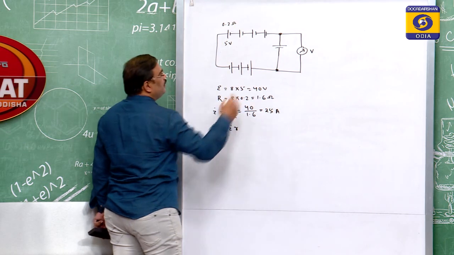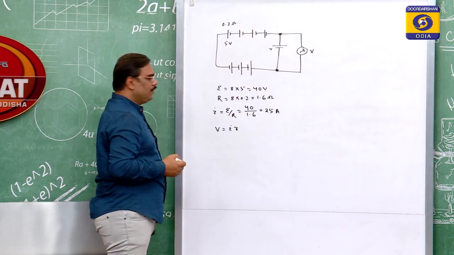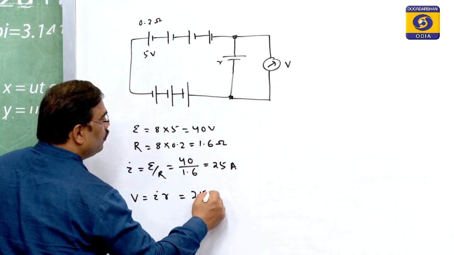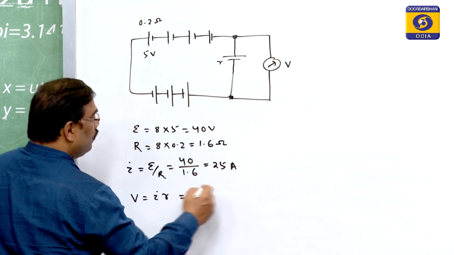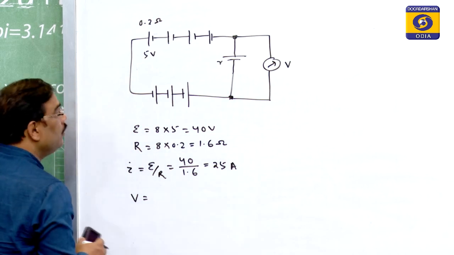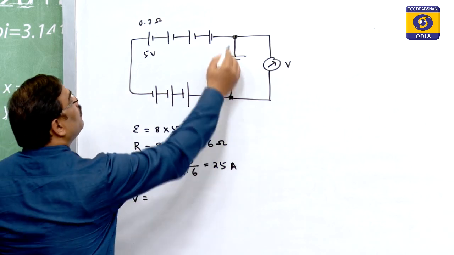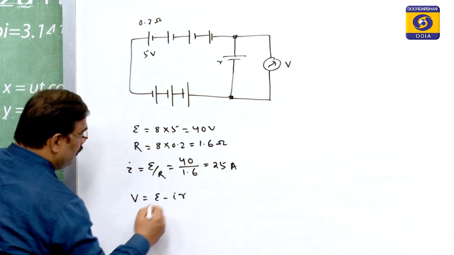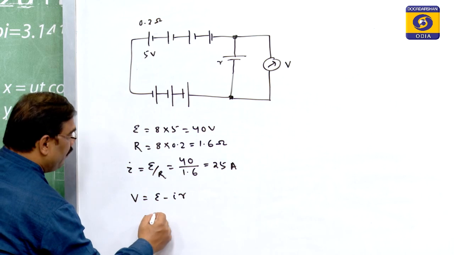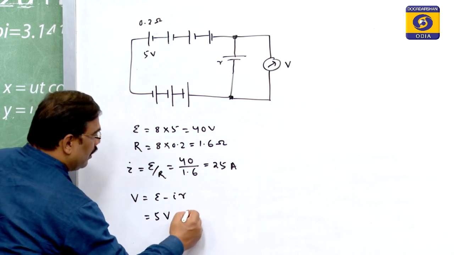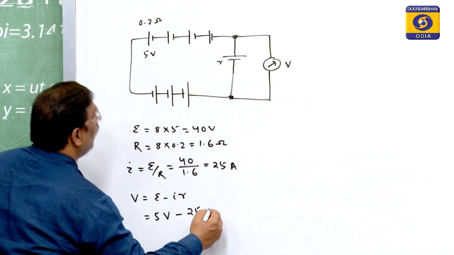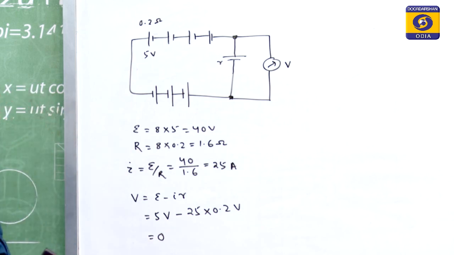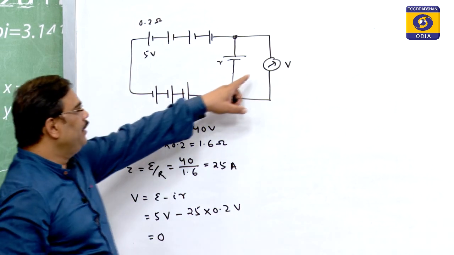So, therefore, if I go to calculate the voltmeter reading, then obviously the voltmeter reading V is equal to E minus I R, the drop across the internal resistance of this battery. If I go from this point to this point, this will be E minus IR. So it is E, my 5 volt, minus I, which is 25, into R, which is 0.2. So this is equal to 0. So the voltmeter reading will be 0.